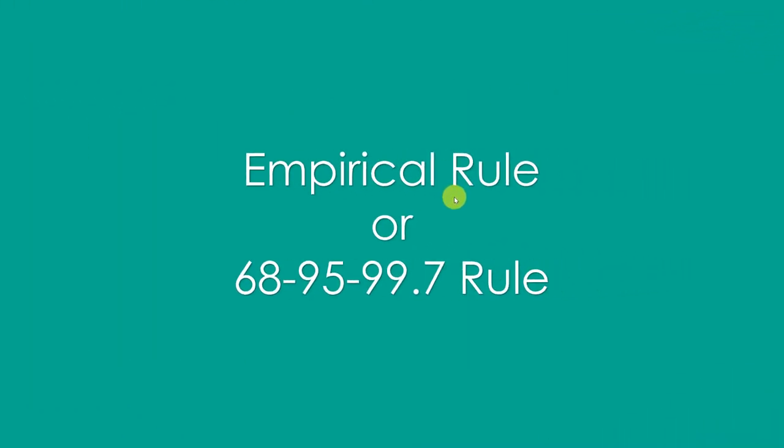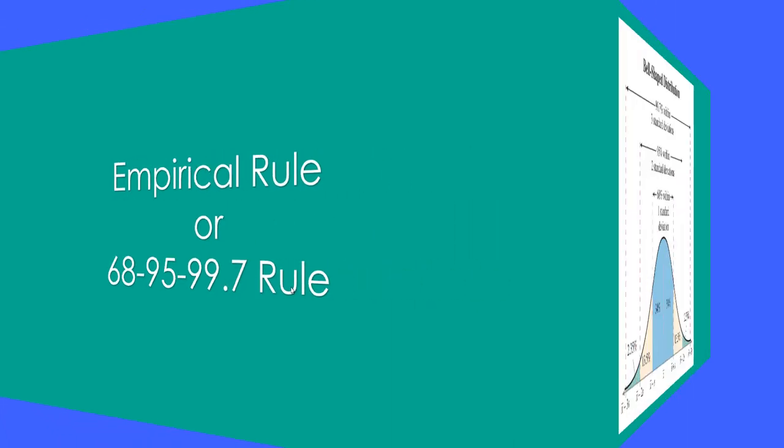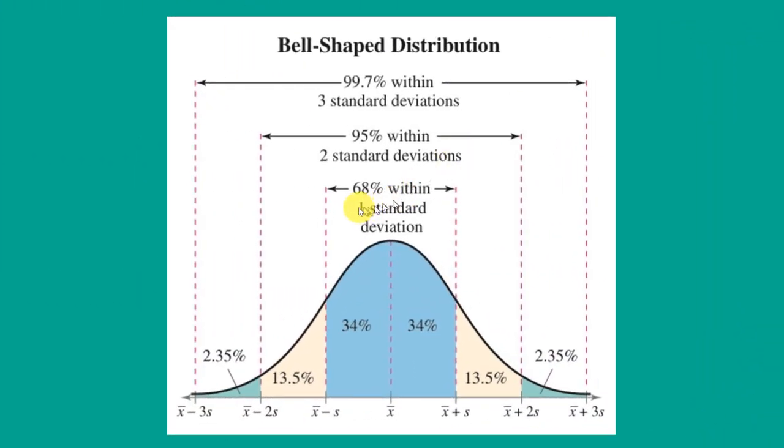Remember, the empirical rule is also known as the 68-95-99.7 rule. But what we're talking about is that 68% of the data are the values in a bell-shaped distribution or normal distribution are found between minus 1 and plus 1 standard deviations, 95% between minus 2 and plus 2 standard deviations, and 99.7% within minus 3 and plus 3.